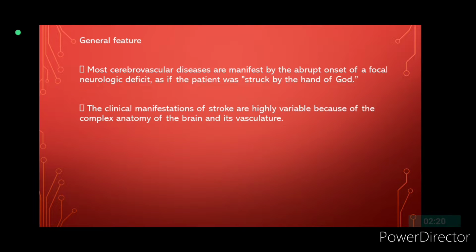General features. First point. Most cerebrovascular diseases are manifest by the abrupt onset of a focal neurologic deficit, as if the patient was struck by the hand of God. Second point. The clinical manifestations of stroke are highly variable because of the complex anatomy of the brain and its vasculature.